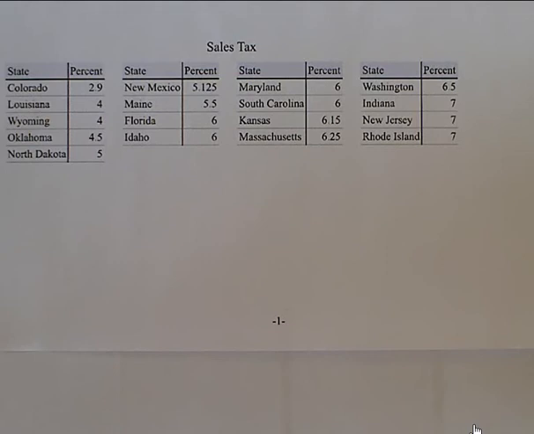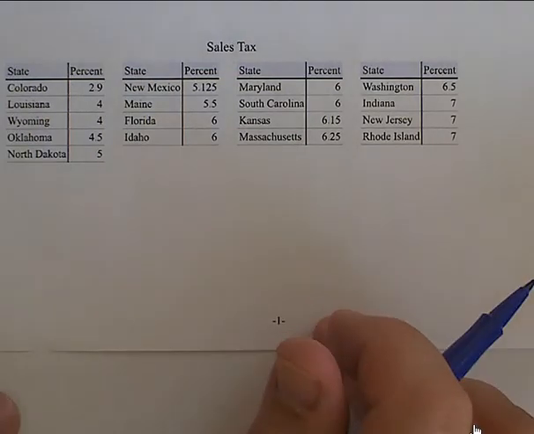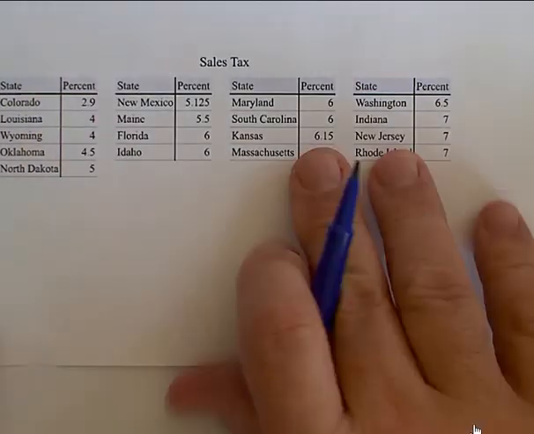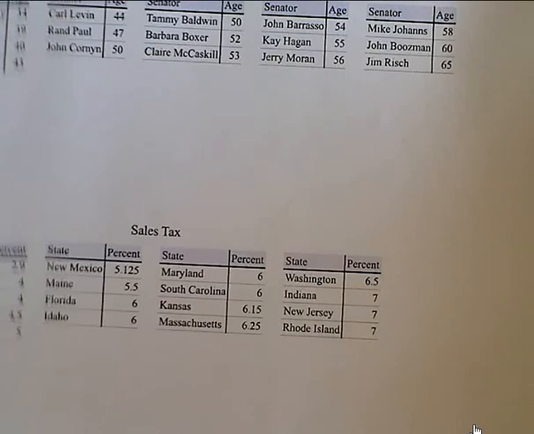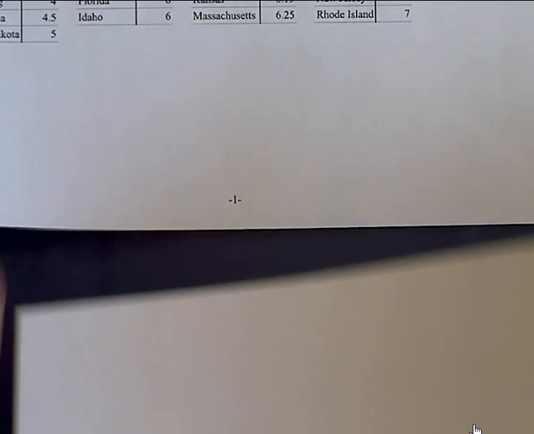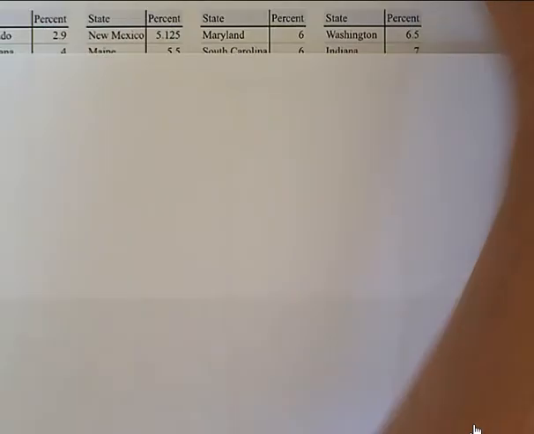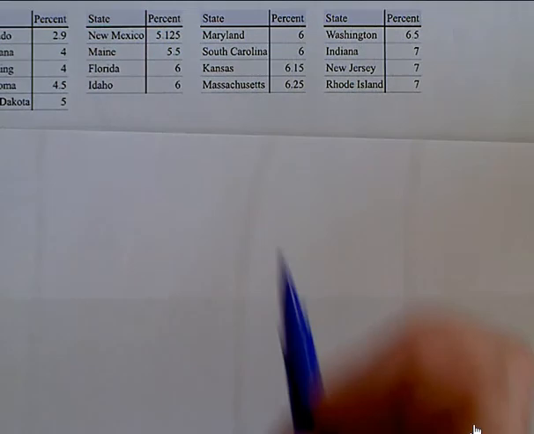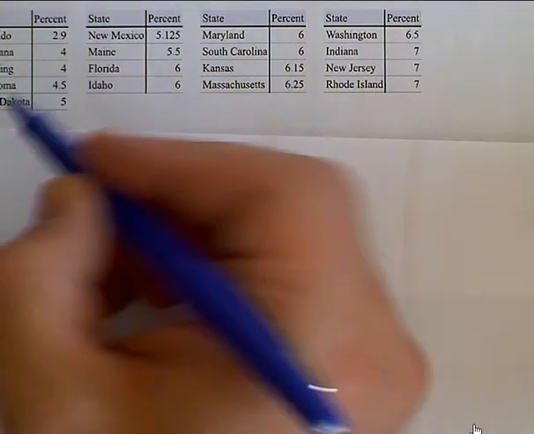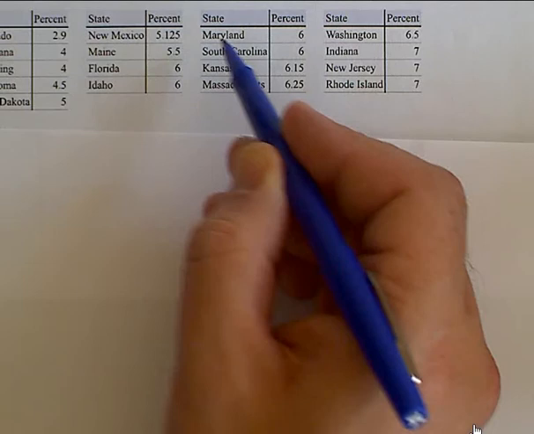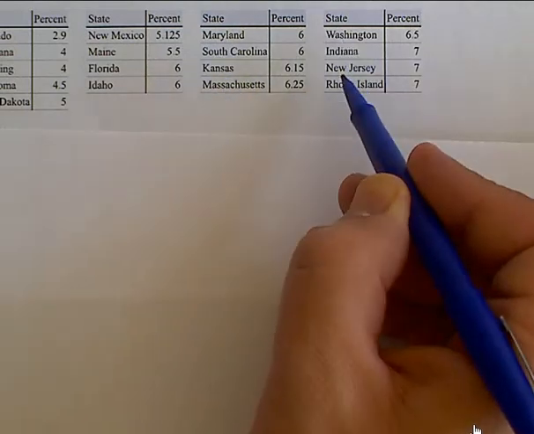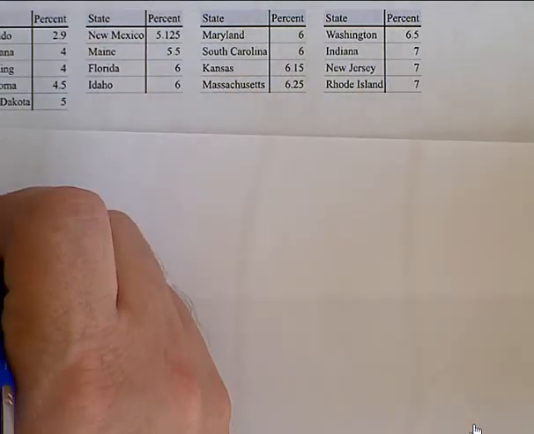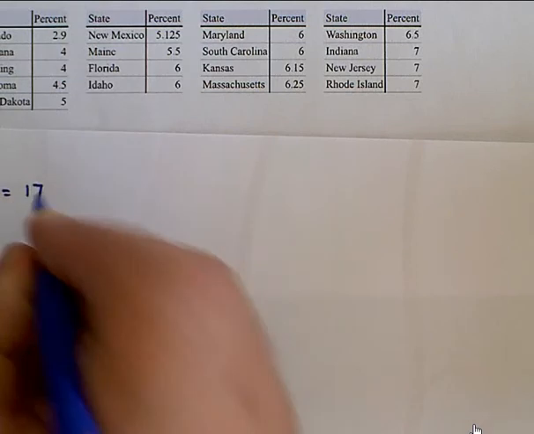So the first thing I notice is I want to count these up. So 1, 2, 3, 4, 5, 6, 7, 8, 9, 10, 11, 12, 13, 14, 15, 16, 17. So n equals 17.